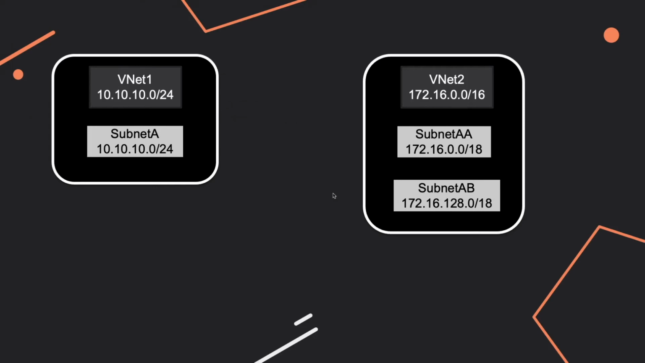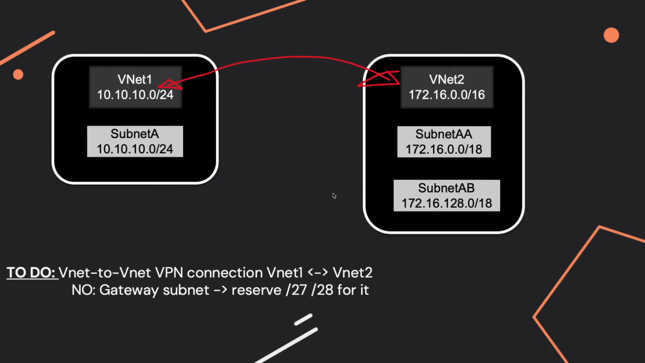Now, what you need to know is that if you want to establish a VNet to VNet VPN connection between these two VNets, you're going to need a special subnet, which is called the gateway subnet. And Azure recommends that you reserve /27 or /28 CIDR blocks for this subnet. As I already pointed out, subnet A takes all the space that VNet 1 has, so the creation of a new subnet is unfortunately not possible. So a VPN connection between these two VNets is also not possible.